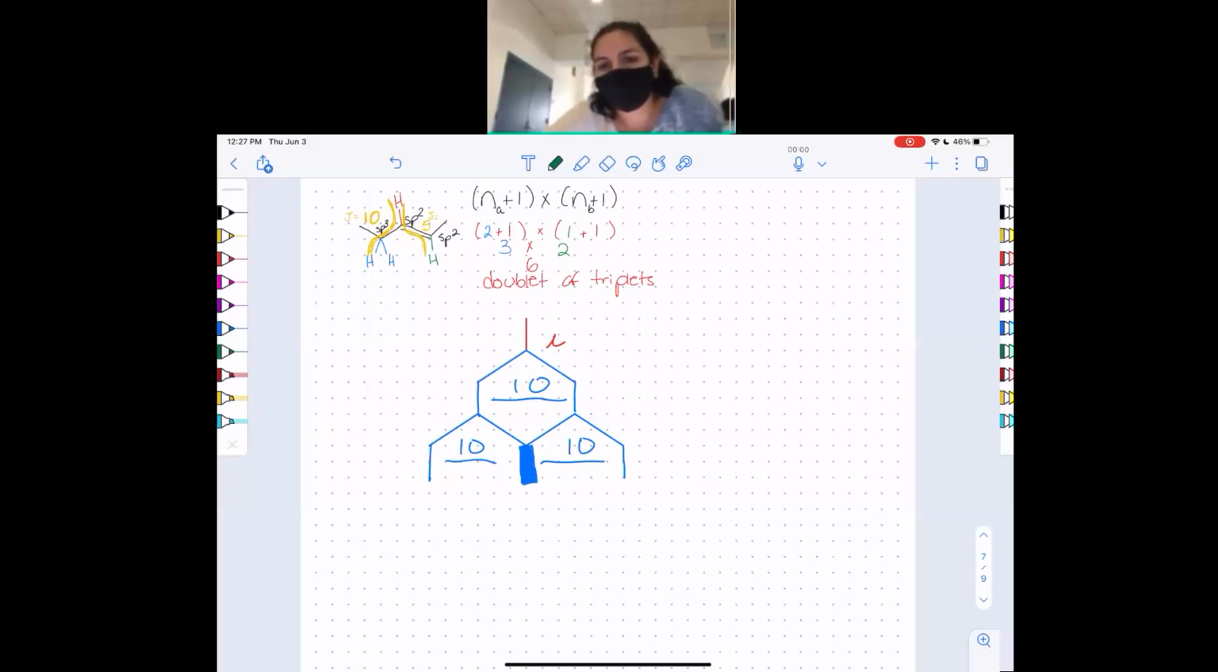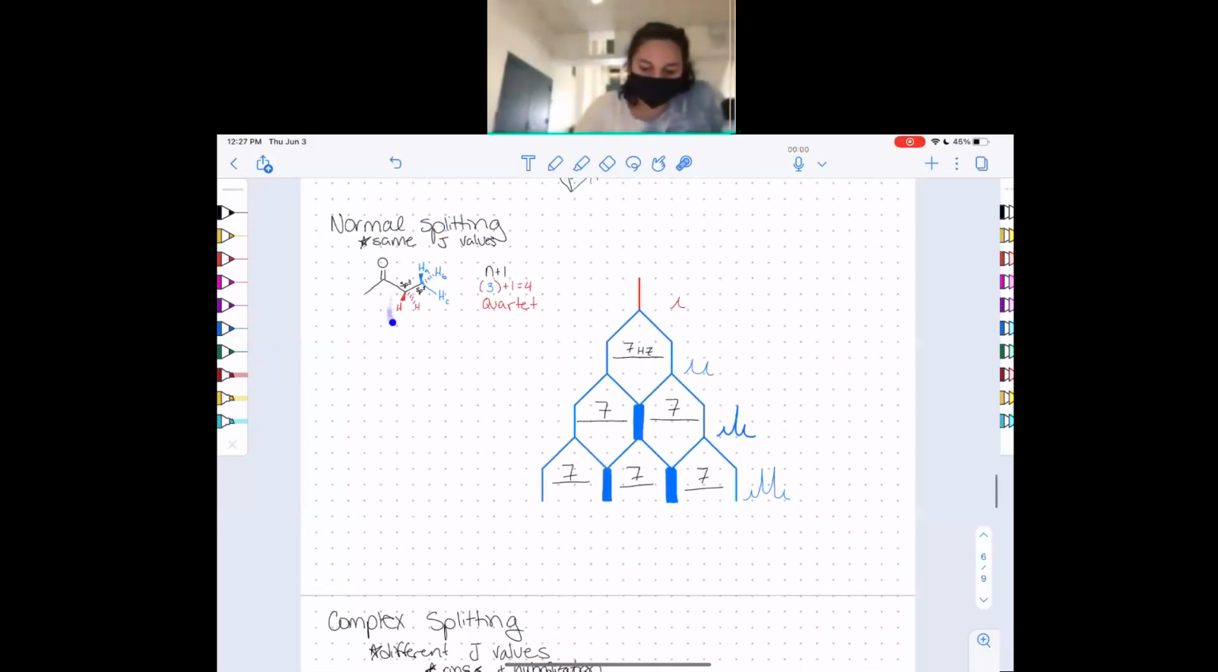Okay, the doublet of triplet splitting we did, that was for the red hydrogen. Yes. So we are looking at the red hydrogen. We're starting with the red signal. So absolutely correct. And in the other example as well, we're doing the red signal.